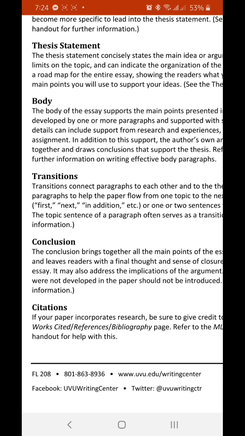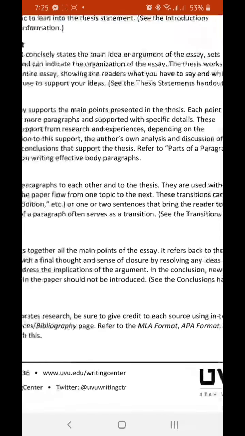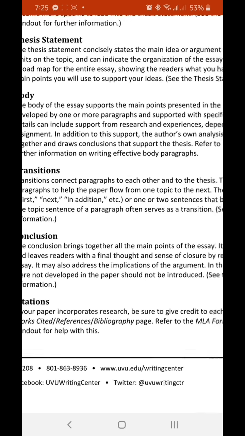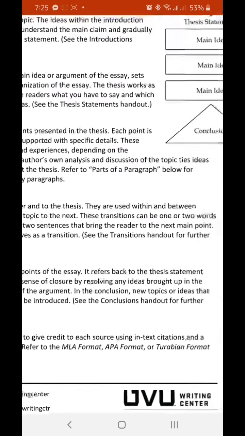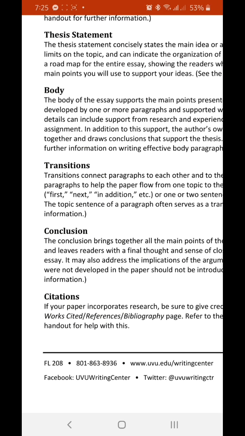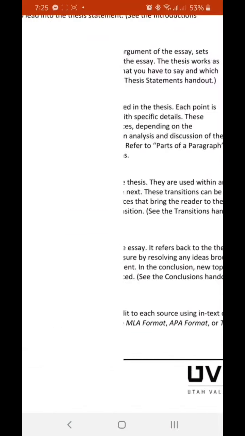Students, the next part of the main parts of the essay is conclusion. Conclusion brings together all the main parts of the essay. It refers back to the thesis statement and leaves readers with a final thought and sense of closure by resolving any ideas brought up in the essay. It may also address the implications of the argument.